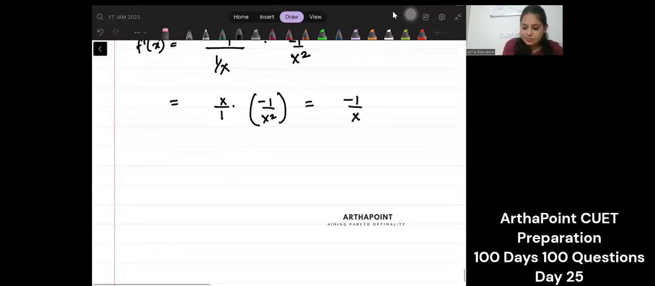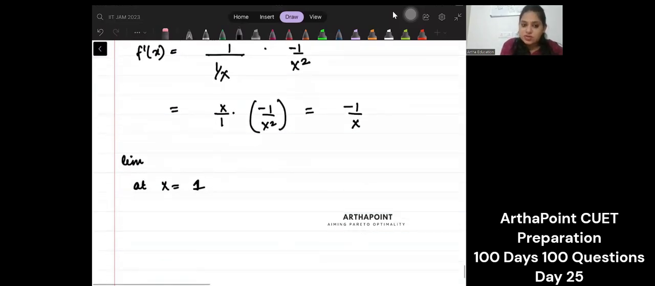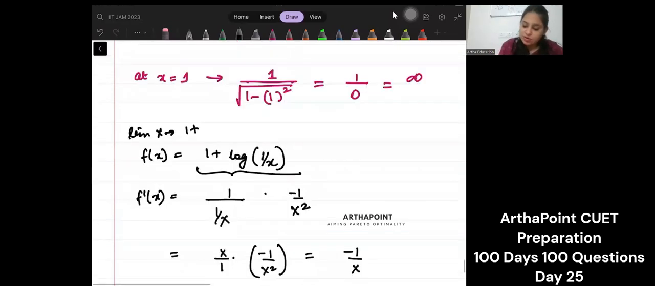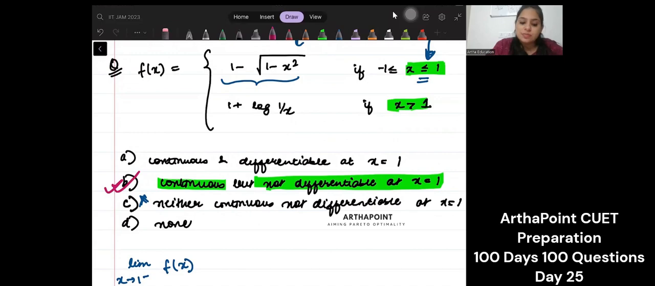Evaluate this derivative at x equal to 1. This is when I'm going from the right hand side, right? When I took x as 1 plus, this was my function, so the derivative was this. So at x equal to 1, what will I get? I will get the answer as minus 1 by 1, which is minus 1. So the left hand side and the right hand side are not equal. They are different, which means the function is not differentiable, but it is continuous. So we have got that the function is continuous but not differentiable at x equal to 1. So the answer to this question is B.